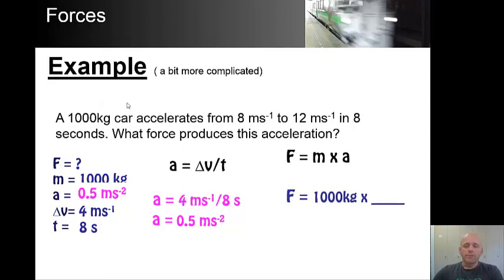So force equals 1,000 kilograms, that's the mass of the car, and of course we take that 0.5 meters per second squared from over there, plop it right in our formula, and you can see that 1,000 times 0.5 meters per second squared is going to give you 500 newtons.